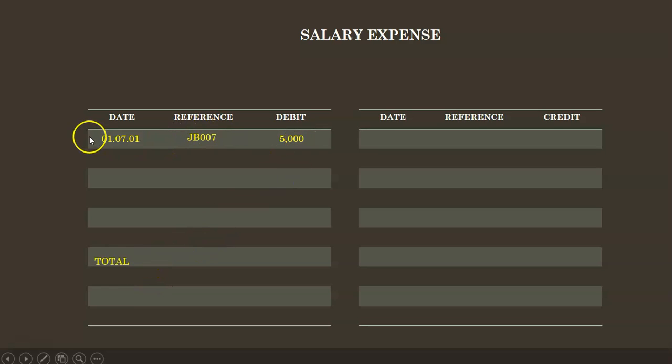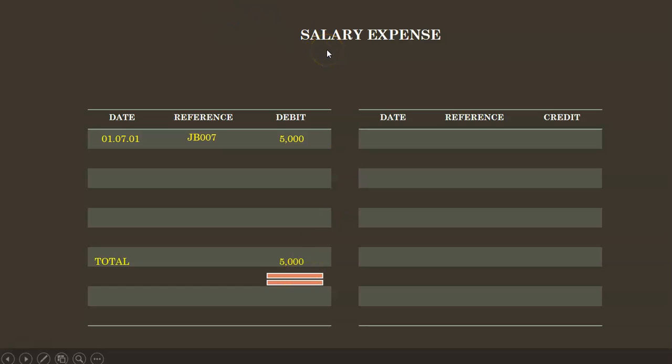So, wala naman ibang transaction for the salary expense. Just simply copy the 5,000. Okay na? Next is double rule. Meaning to say, this is the final amount.